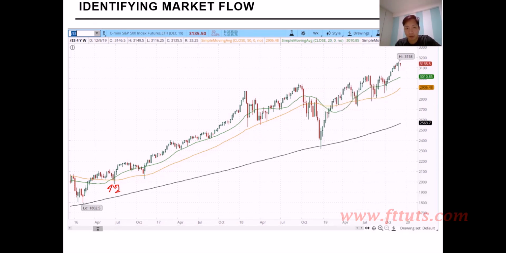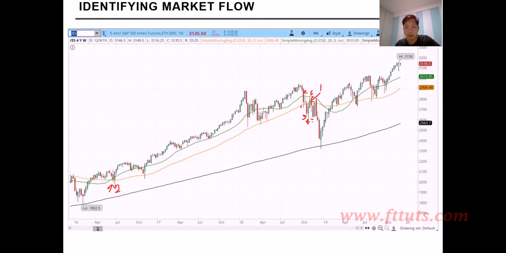So the market tests the 50 SMA. So this is the first bar, second bar, third bar, fourth bar, fifth bar. So by the 5th bar, it goes back up above the 50 SMA. So we say that the flow remains valid. But then again, the next bar closed below. So we do the counting again. So this is the first bar again.